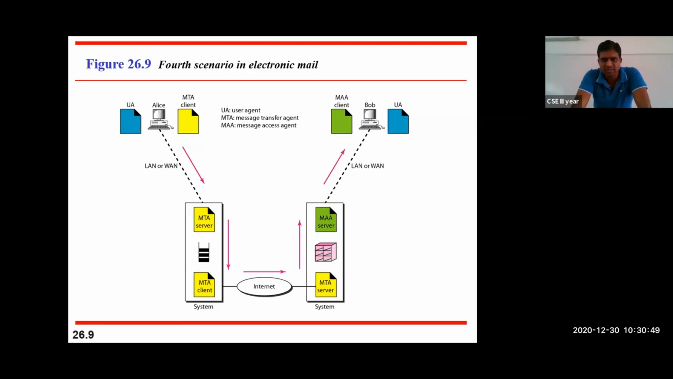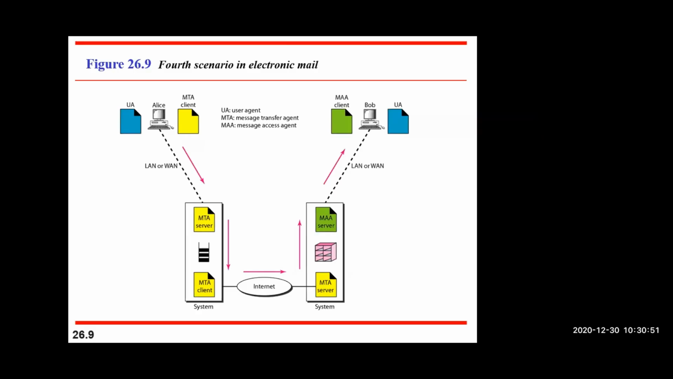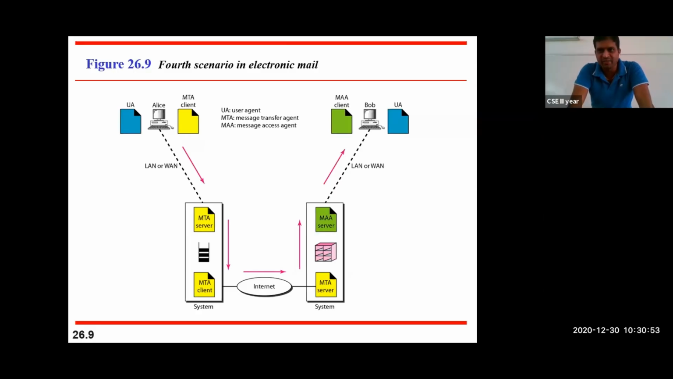What will happen first? It is assigned to the MTA client. Now when the MTA client comes into the picture, it will play its role. So what will that MTA client do? It will connect to the Gmail server, to the place where my outbox is.